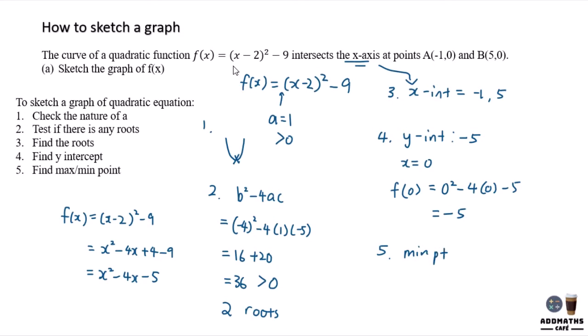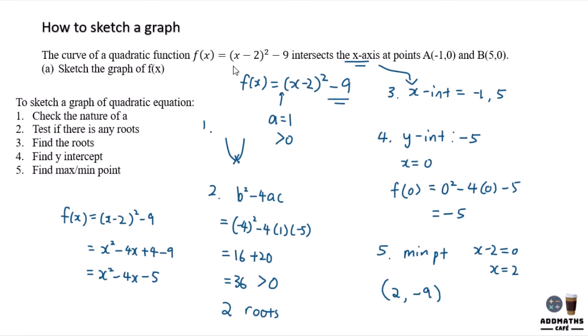To find the minimum point, I look at this original quadratic function. My x minus 2 here gives the axis of symmetry. I need to make it equal to 0. x will then equal 2. So for my minimum point, the x value will be 2 and the y value will be negative 9, the constant value of this equation.